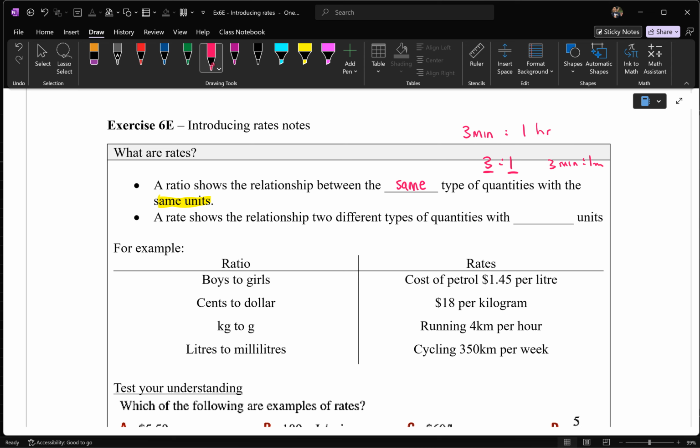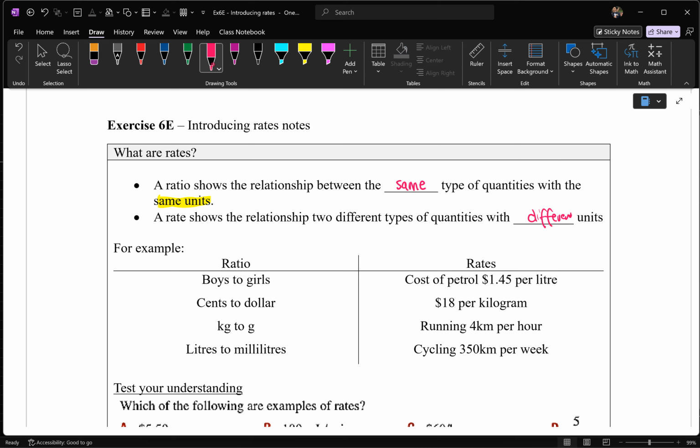So that's why you would need to change this quantity, hours to minutes, or you can change minutes to hours. So they both have to have the same unit, and they're also the same type of quantity. Okay? All right. Whereas a rate shows the relationship of two different types of quantities with potentially, usually, different units. So what are some examples?